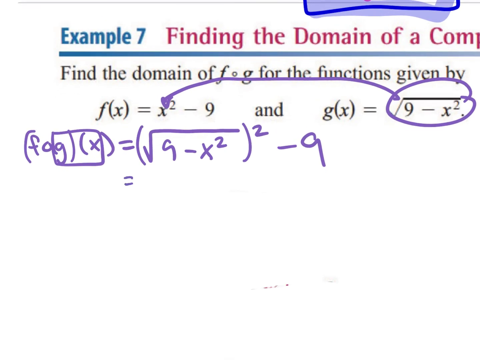Now let's simplify. Can you cancel out the square root? Yep, perfect. So the squared and the square root cancel. So then here I'd be left with 9 minus x squared minus 9. What can I do next? Cancel out the 9's. So 9 minus 9 cancels. So then I'm just left with negative x squared. So this is my f of g of x function.